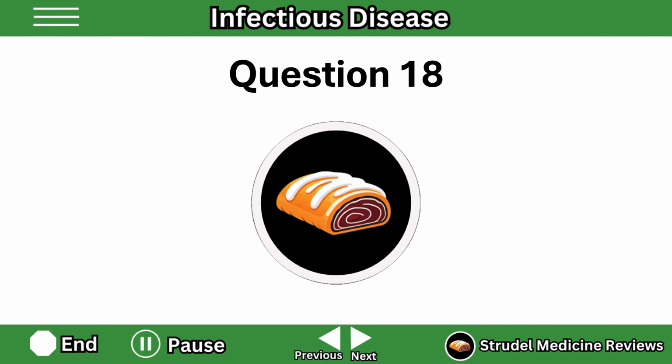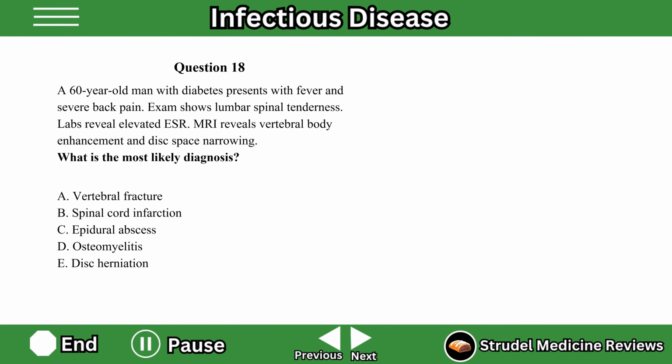Question 18. A 60-year-old man with diabetes presents with fever and severe back pain. Exam shows lumbar spinal tenderness. Labs show elevated ESR. MRI reveals vertebral body enhancement and disc space narrowing. What is the most likely diagnosis? A, vertebral fracture. B, spinal cord infarction. C, epidural abscess. D, osteomyelitis. E, disc herniation. So you should be thinking here osteomyelitis.